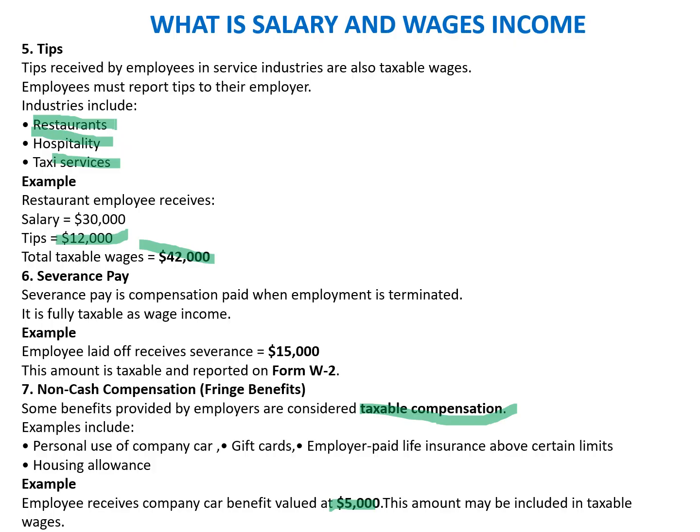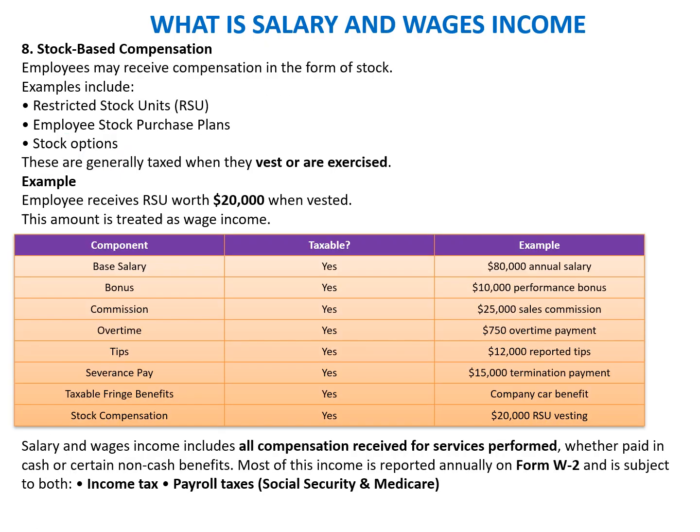So we'll move to the next slide and look at a few more components, and then we'll have a table to demonstrate the taxability of each of those components. Okay, now we'll come to the last component, which is stock-based compensation received by the employee, which is also included as part of their salary and wages. Examples include restricted stock units, employee stock purchase plan, and stock options. These are generally taxed when they vest or are exercised. So if an employee receives an RSU of 20,000 when vested, this amount would be treated as wages income.